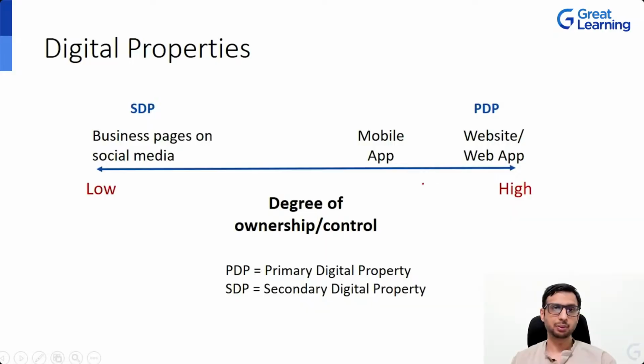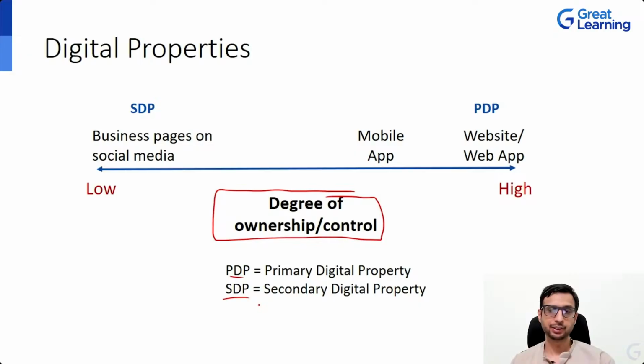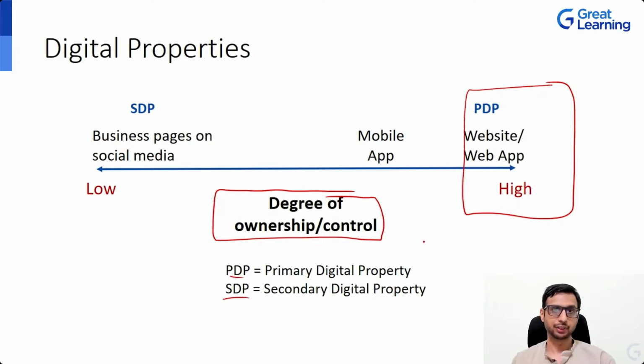And the answer to that lies solely in the kind of ownership or control you have on these two digital properties, the primary digital property and the secondary digital property. What is the main difference between the two is that the primary digital properties have a very high degree of control. What do I mean by degree of ownership or control?